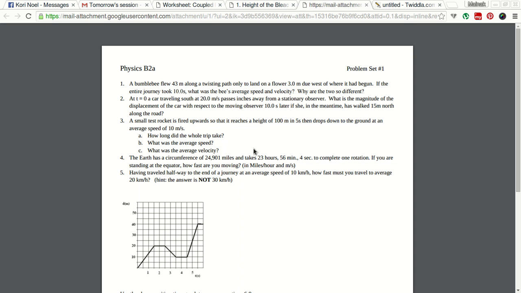Let me look at it. So it says at t equals 0, a car traveling south at 2 meters per second passes inches away from a stationary observer. What is the magnitude of displacement of the car with respect to the moving observer 10 seconds later if she in the meantime walked 15 meters north along the road?